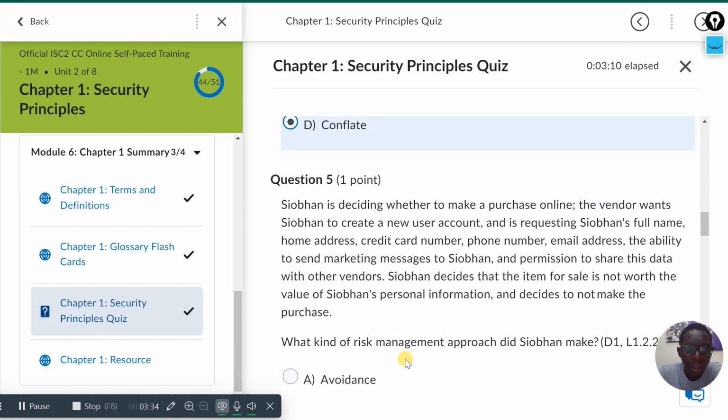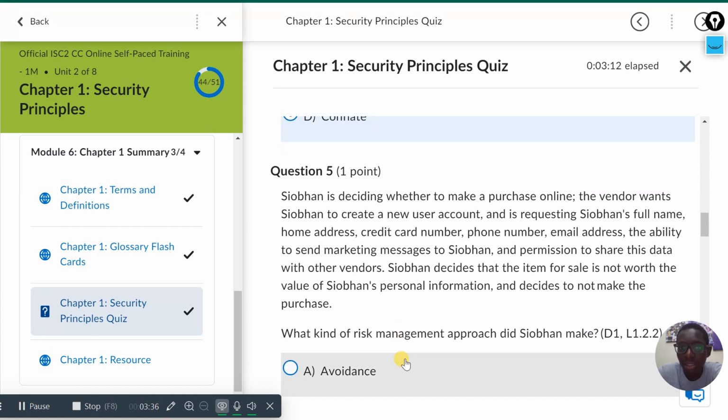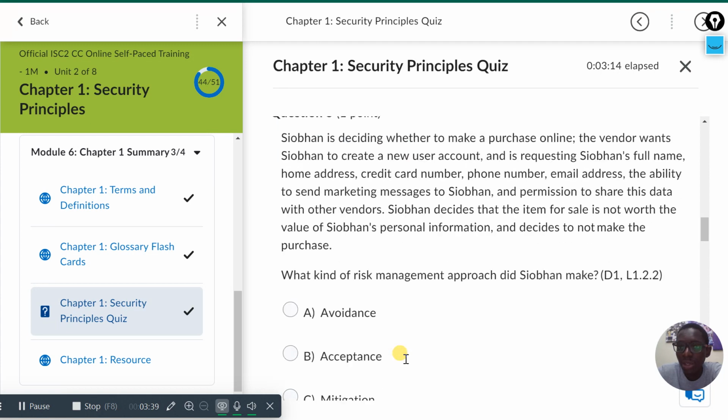Our question 5 here, Siobhan is deciding whether to make a purchase online. The vendor wants Siobhan to create a new user account and is requesting his full name, his home address, his credit card number, phone number. That's a lot of personal information. Remember PII, that's a lot of PII. So the ability to send marketing messages, permission to share the data with other vendors. Siobhan decides that the item for sale is not worth the value of the information and decides not to make the purchase, meaning he totally did not make the purchase.